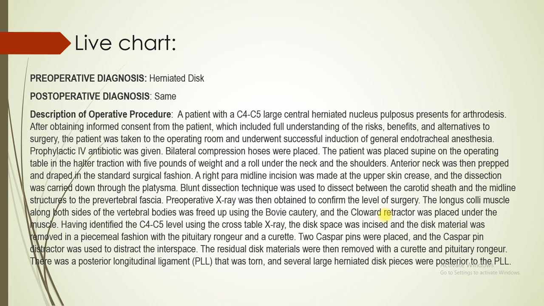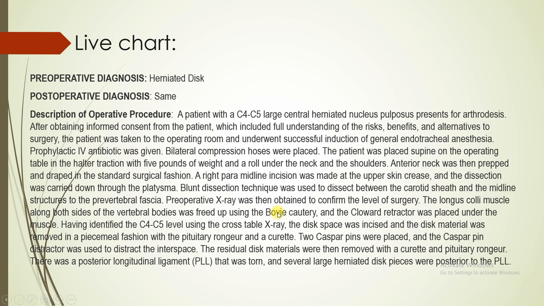He will press the retractor so that the physician will get the space to perform the procedure. Okay. So having identified the C4 to C5 level using the cross table X-ray, the disc space was incised and the disc material was removed in a piecemeal fashion with the pituitary rongeur and curette. Okay. So here the physician has dissected the tissues.